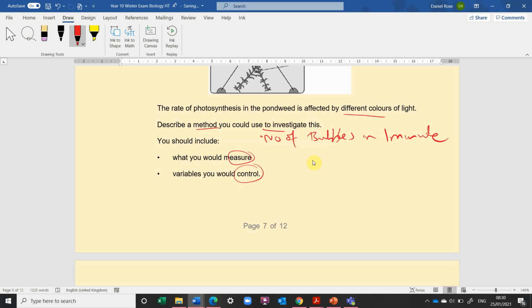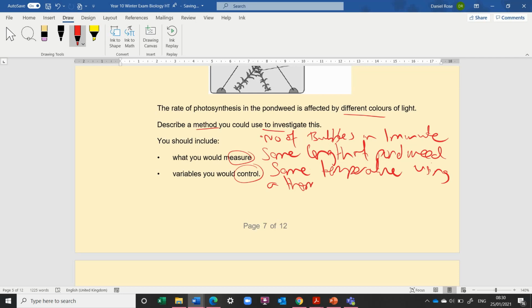What am I going to control? Well, I'm going to control the same pondweed, but just to say same pondweed is not great. The same length of pondweed is much better. And we have also already said other things that affect plants, such as temperature. So I'm going to make sure my temperature is the same. And again, develop my point. How do I do that? Using a thermometer. Now remember, thermometers don't actually control temperatures of things, they just monitor it. Okay, so I've got 3 points.